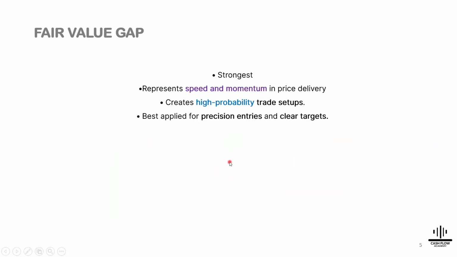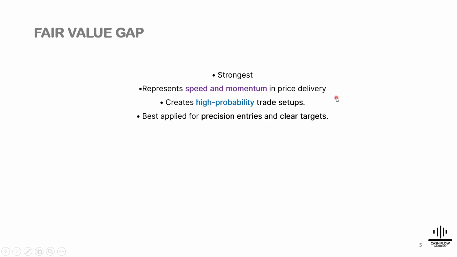Now, the fair value gap. And before I proceed, aside it being the strongest, every other thing I explained about the fair value gap is also applicable to the other two kinds of market inefficiencies. So the fair value gap is the strongest PDRA, and it represents speed and momentum in price delivery.